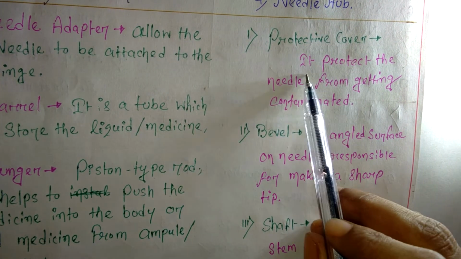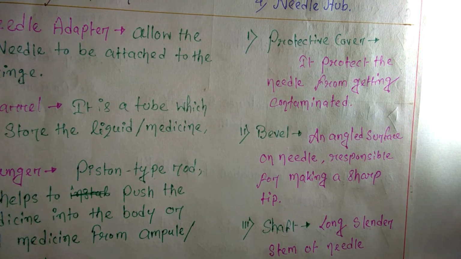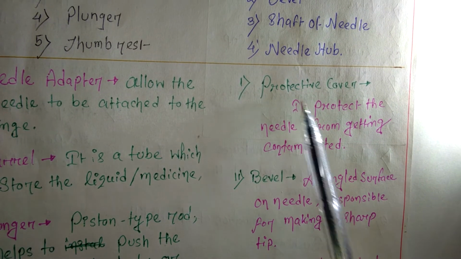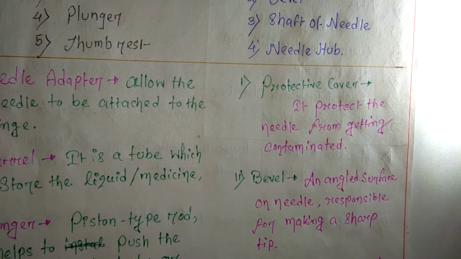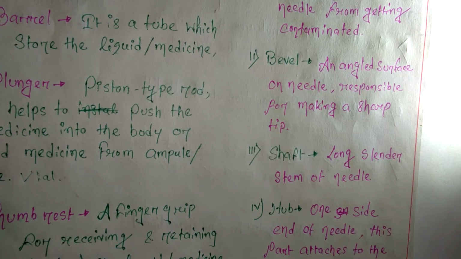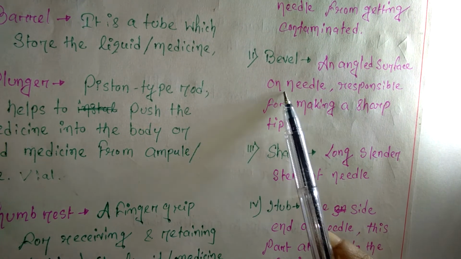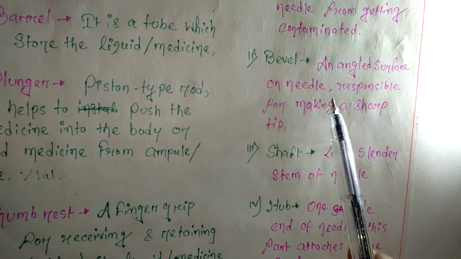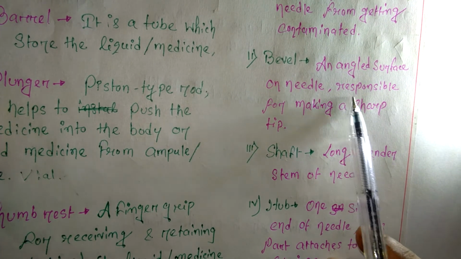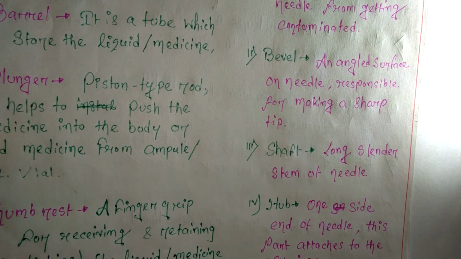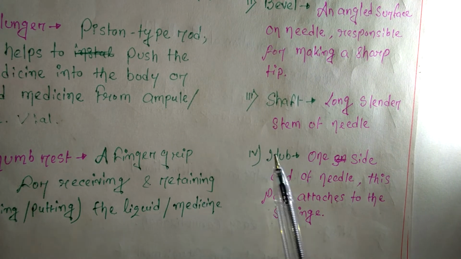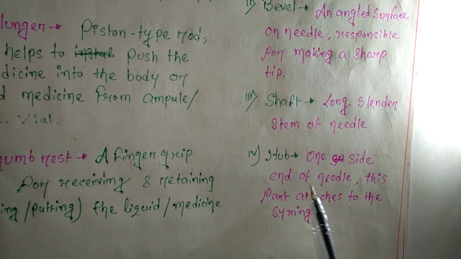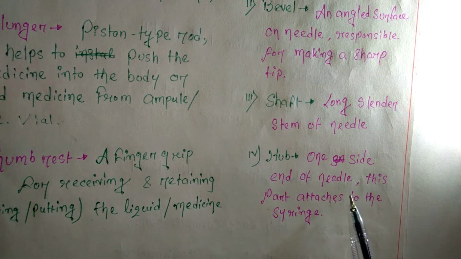Now the protective cover is a part of the needle. It protects the needle from getting contaminated. Bevel is an angled surface on the needle, the top portion of the needle responsible for making a sharp tip. Shaft is the long slender stem of the needle. Hub is one end of the needle, and this part attaches to the syringe.